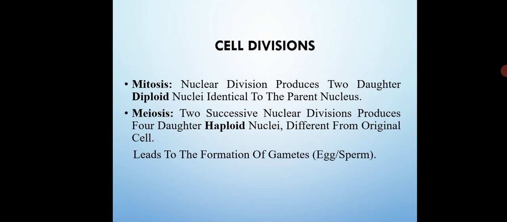Next is the cell division of the eukaryotic cell. Normally they undergo a process called mitosis, a nuclear division that produces two daughter diploid nuclei identical to the parent nucleus. After mitosis, the chromosomes undergo meiosis, that is, two successive nuclear divisions produce four daughter haploid nuclei different from the original cell, which leads to the formation of gametes.